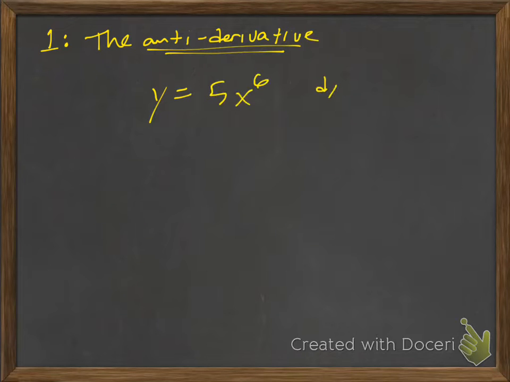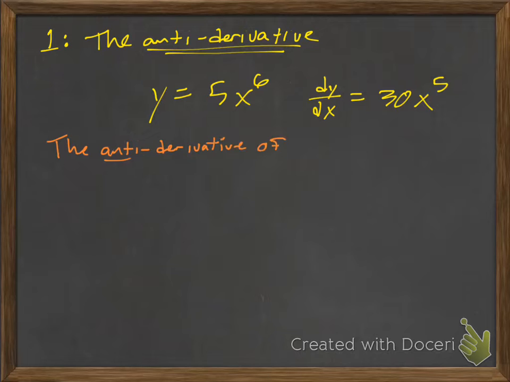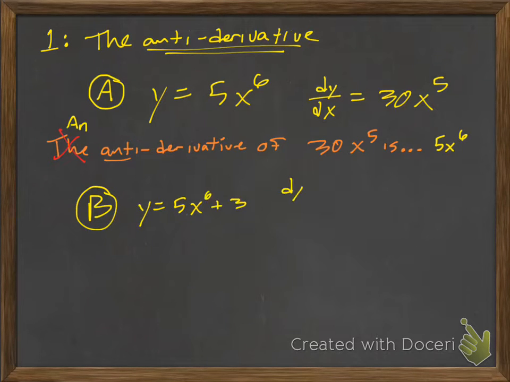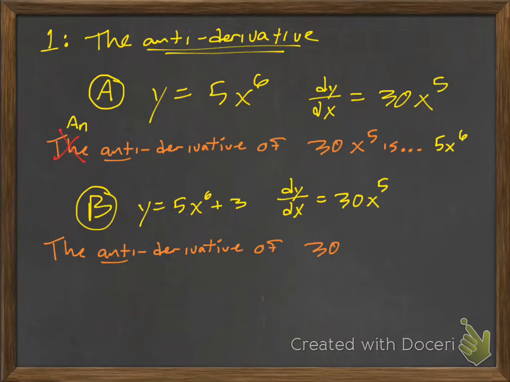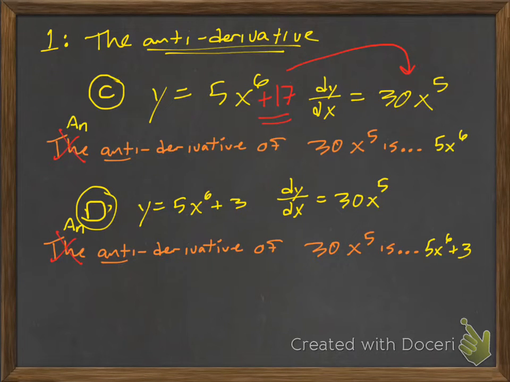So let's talk about what's going on in general. Here's what we've been dealing with: 30x to the fifth, and the antiderivative of that is 5x to the sixth. So is 5x to the sixth plus 3. So we've got two options going for us. Well, there's a generalization I can make about this. What about plus 17? 5x to the sixth plus 17. If I take a derivative, I would get 30x to the fifth. That means, hey, we get another one.